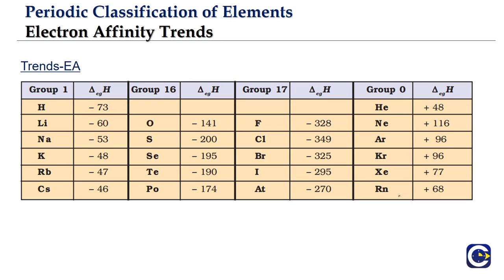Now we can look at these values. These are the electron affinity or electron gain enthalpy values. So look at the first group. Of course, take out hydrogen, because strictly we will not consider it a first group element. Lithium is minus 60. What is the significance of minus? It means this much energy is released. Sodium is 53. Potassium is 48. We will see it is decreasing.